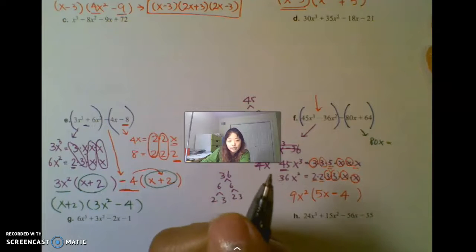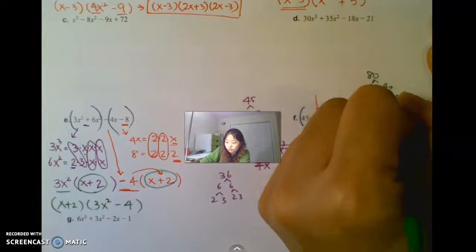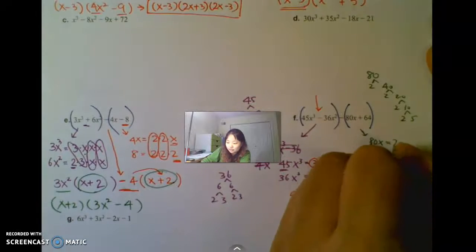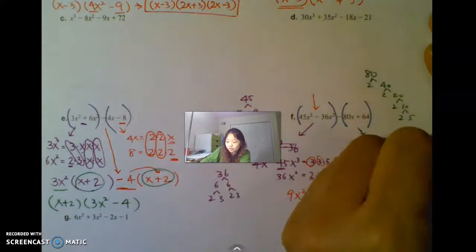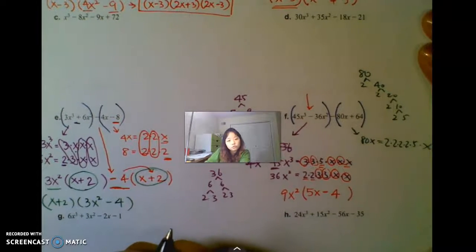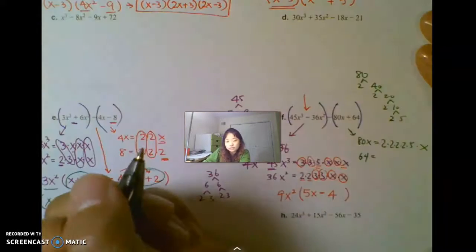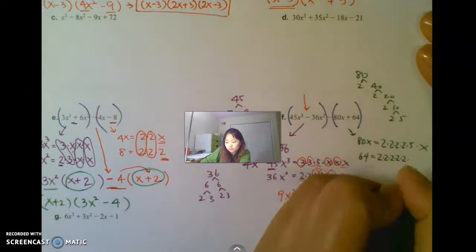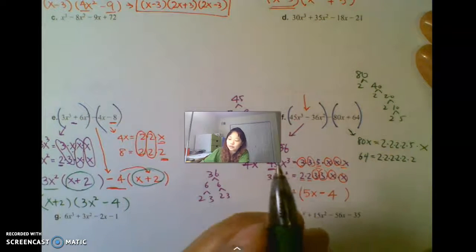Alright, the next part. 80x. Well, what is 80? 80 is 2 times 40, 2 times 20, 2 times 10, 2 times 5. That's not hard. 2, 2, 2, 2, 5. It's annoying because 80 is kind of big, but it was not that bad. So 2, 2, 2, 2, 5x. 64. What is 64? 64 is 2 times 2 times 2 times 2 times 2 times 2. You can double check, but 2 to the 6th power is 64, so I know that's what it is.